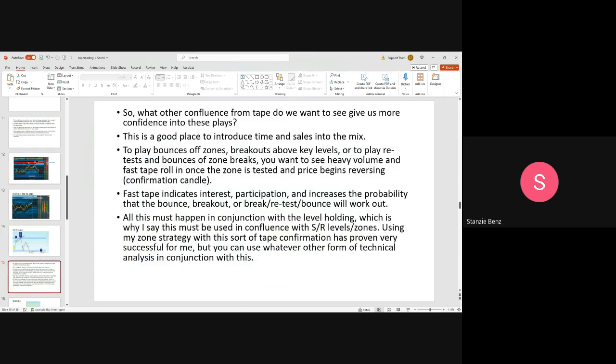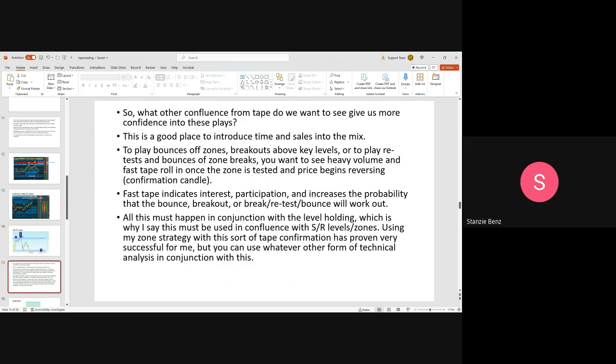Okay, so what other confluence from tape do we want to see to give us more confidence in these plays? This is a good place for me to introduce time and sales into the mix. To play the bounces off zones or breakouts above key levels, or to play retests and bounces off zone breaks, you want to see heavy volume and fast tape roll in once the zone is tested and price begins reversing via our confirmation candle.